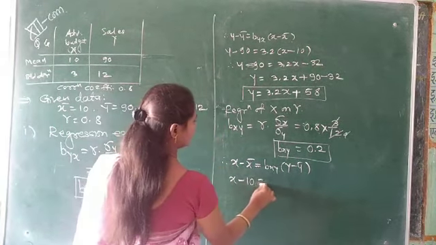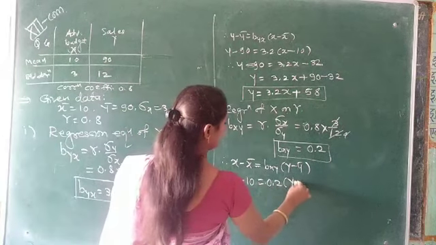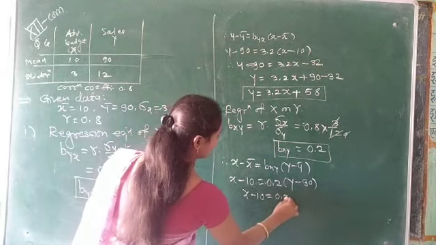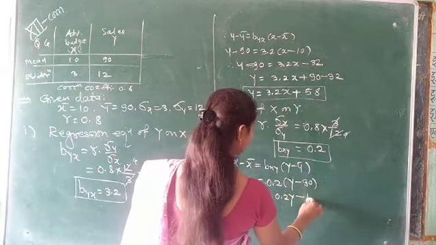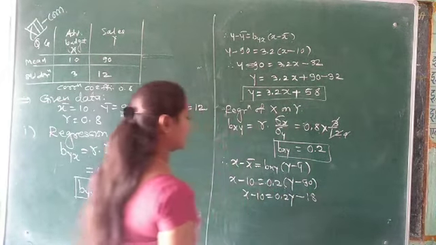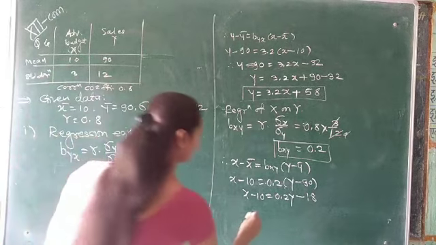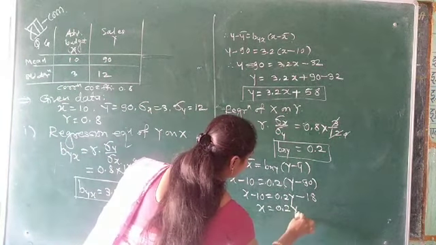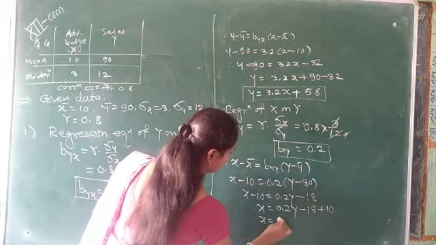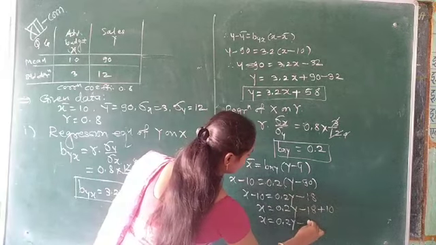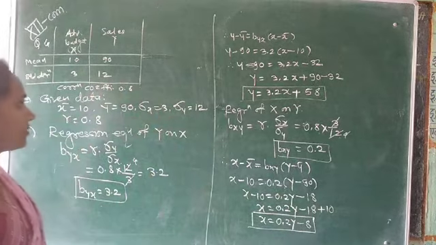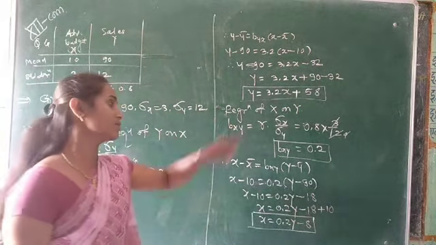X minus x bar 10, bxy 0.2, y minus y bar, that is 90. X minus 10 is equal to 0.2 into 90, that is 18. Since it is 18.0, that means 18. So x is equal to 0.2y minus 18, and the minus 10 on that side becomes plus 10. So x is equal to 0.2y minus 18 plus 10, that is minus 8.